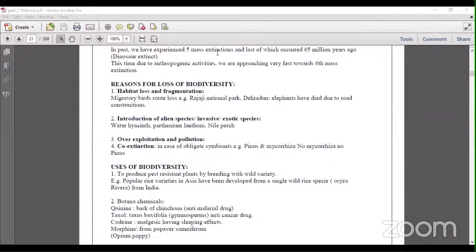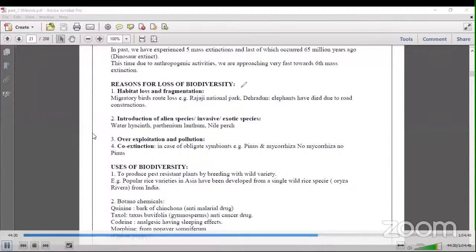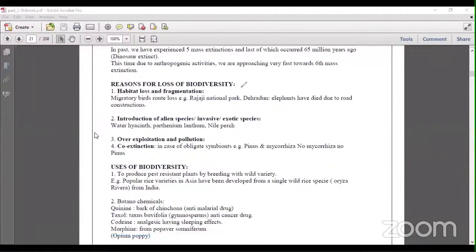So now let's take what are the reasons for the loss of biodiversity. See, sixth mass extinction, what I mean to say from this is that up till now, we have observed 5 major mass extinctions, where most of the species got extinct. But now this is the time for the sixth mass extinction, and it is said, because of ongoing research, that we are very fast approaching toward the sixth mass extinction.